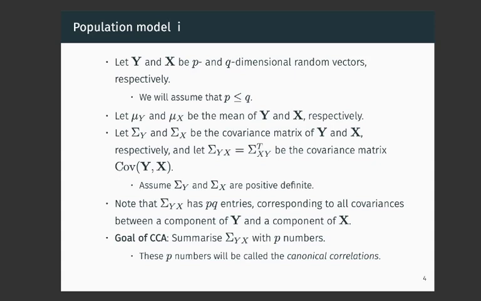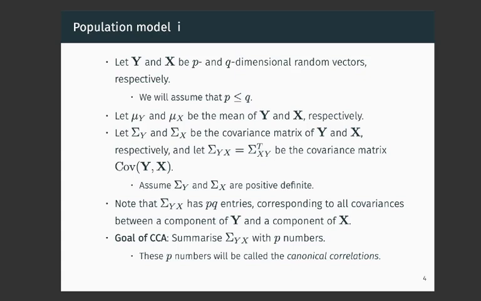So let's start with the population model. Let y and x be p and q dimensional random vectors respectively. Throughout we'll assume that p is less than q, so the dimension of y is less than the dimension of x, but this is done without loss of generality. We could easily just switch the notation between y and x.